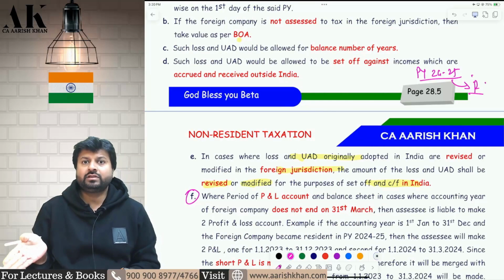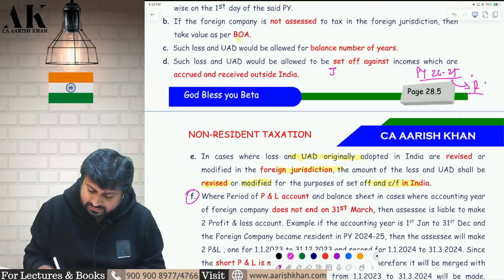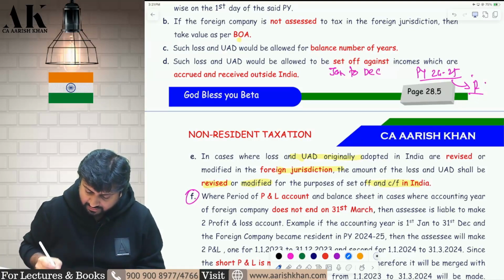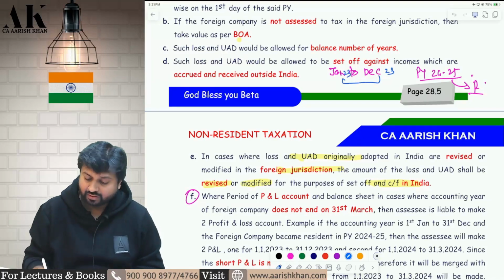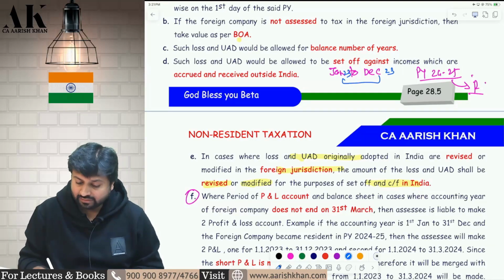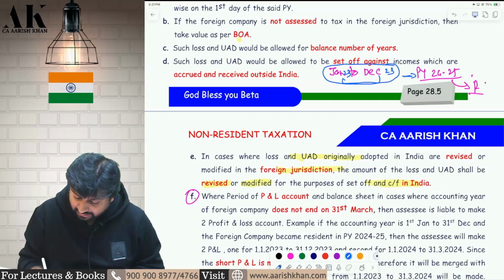Now, we need to find out their last year. Suppose their last year is Jan to December. Now, if their last year is Jan to December, then we need to find out which Jan to December it is. It is obviously Jan 23 to December 23, because then the last year is Jan 23 to December 23. Then you need to find out the interim period between this. What is the interim period between this?